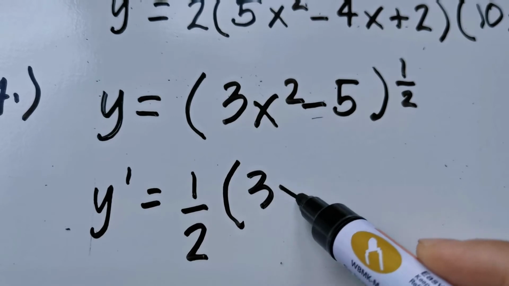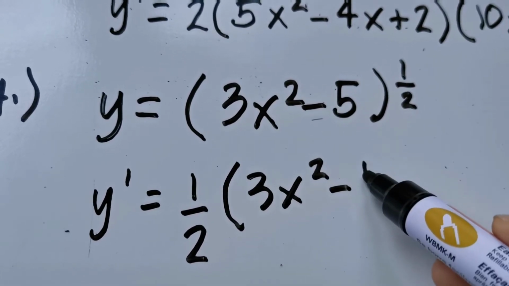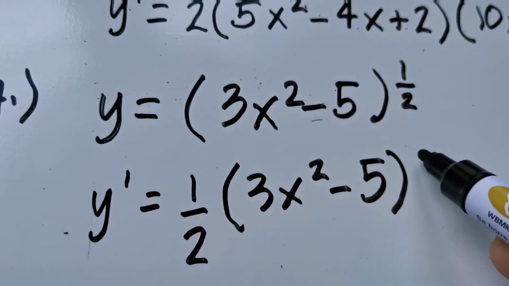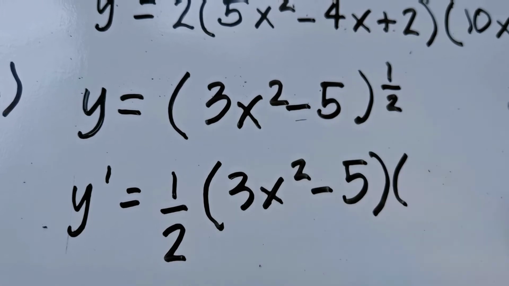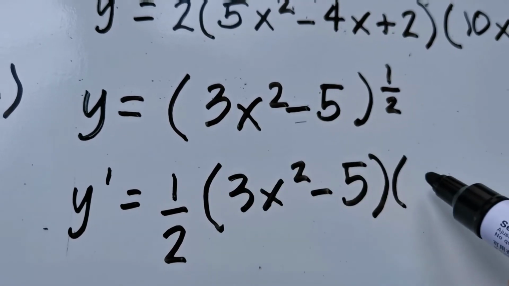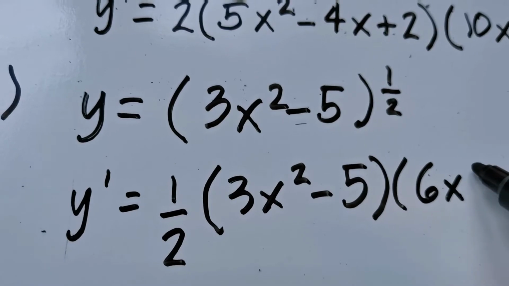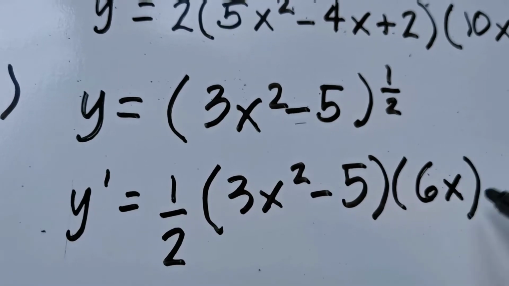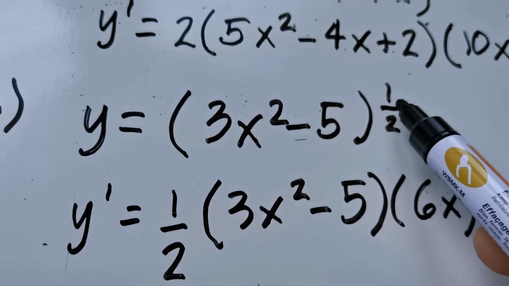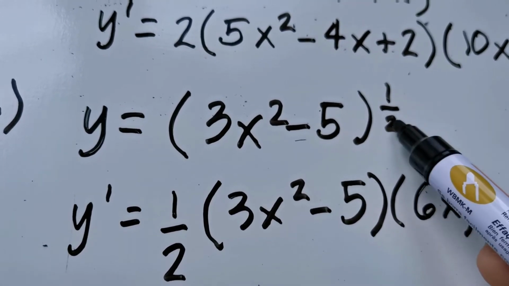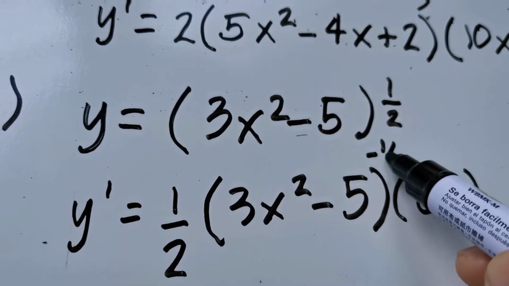We have the 3x squared minus 5 times the derivative of the inner function, which is 6 times 3x, we have 6x. And by the way, I forgot, we have to subtract 1/2 minus 1. We have here negative 1/2.